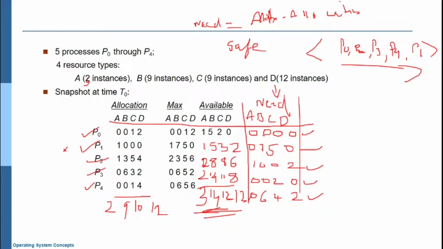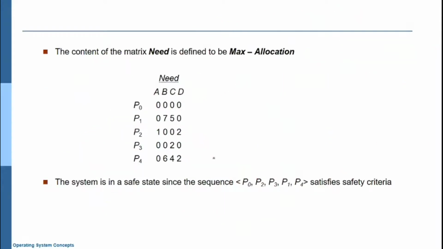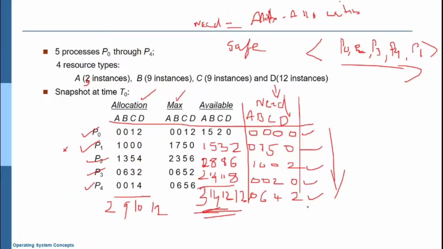So for the need table, how is it calculated? Need is equal to maximum minus allocation. So you are going to calculate this first. Then easily we can calculate the available and check whether it is a safe state or unsafe state. So you can see here P0, P2, P3, P1 and P4 are satisfied, and it is a safe condition. You can see the need, maximum minus allocation: 0 0 0 0, 0 7 5 0, 0 6 4 2, 0 0 2 0. Yes.